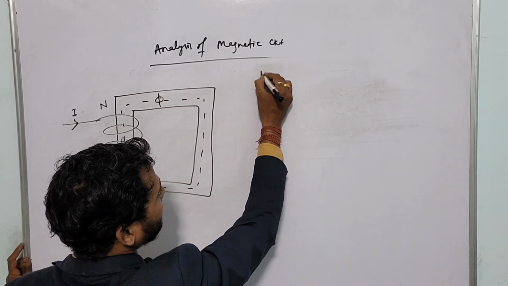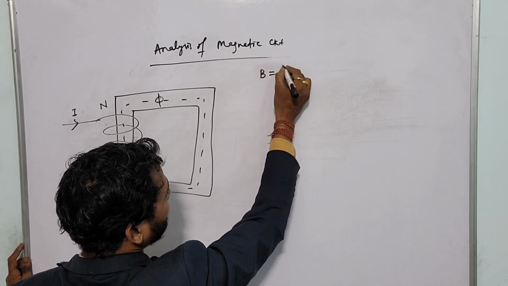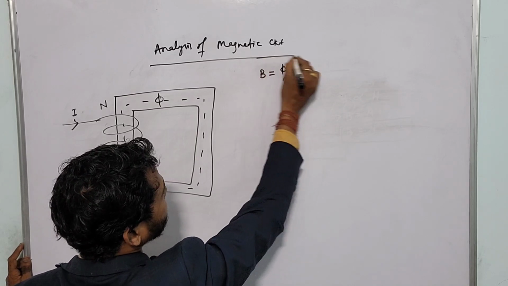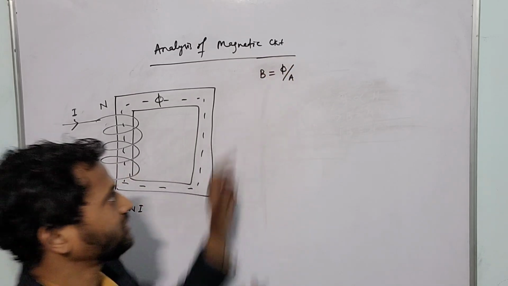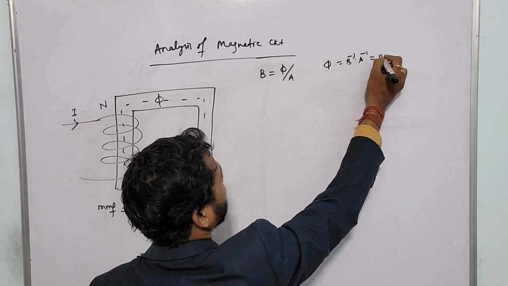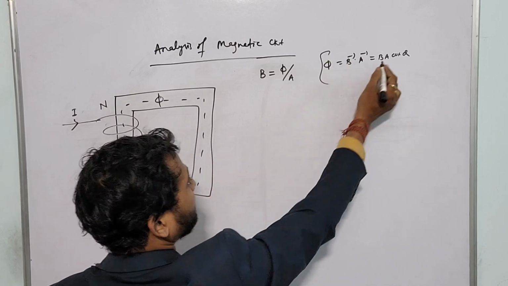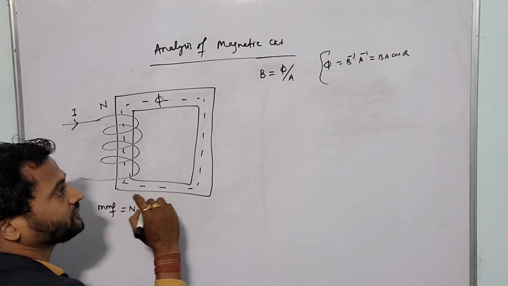And you know that magnetic field is nothing but magnetic flux upon area. As I have told, magnetic flux is a scalar quantity. Magnetic flux is B dot A, so it is BA cos theta. We are considering maximum flux. So magnetic field is phi upon area.